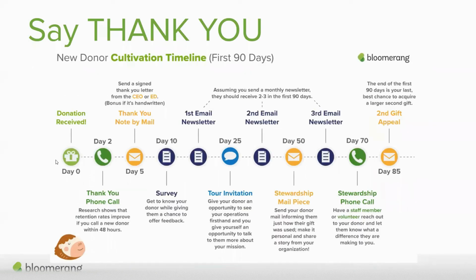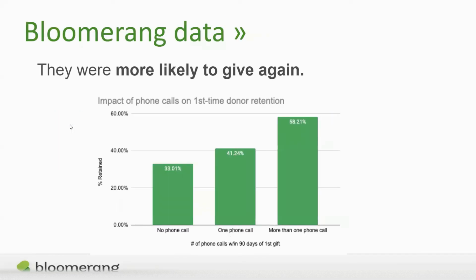This is a sample cultivation timeline, especially for starting from when the donation is received and kind of a good cadence that you can follow in terms of thanking donors and getting them to the second gift. As we mentioned, GivingTuesday, don't think of it as a one-time thing. Think of it longer term. How can you keep that relationship going? How can you get them to the second gift? And again, you'll have access to these slides too. Some Bloomerang data on why we are big fans of phone calls.